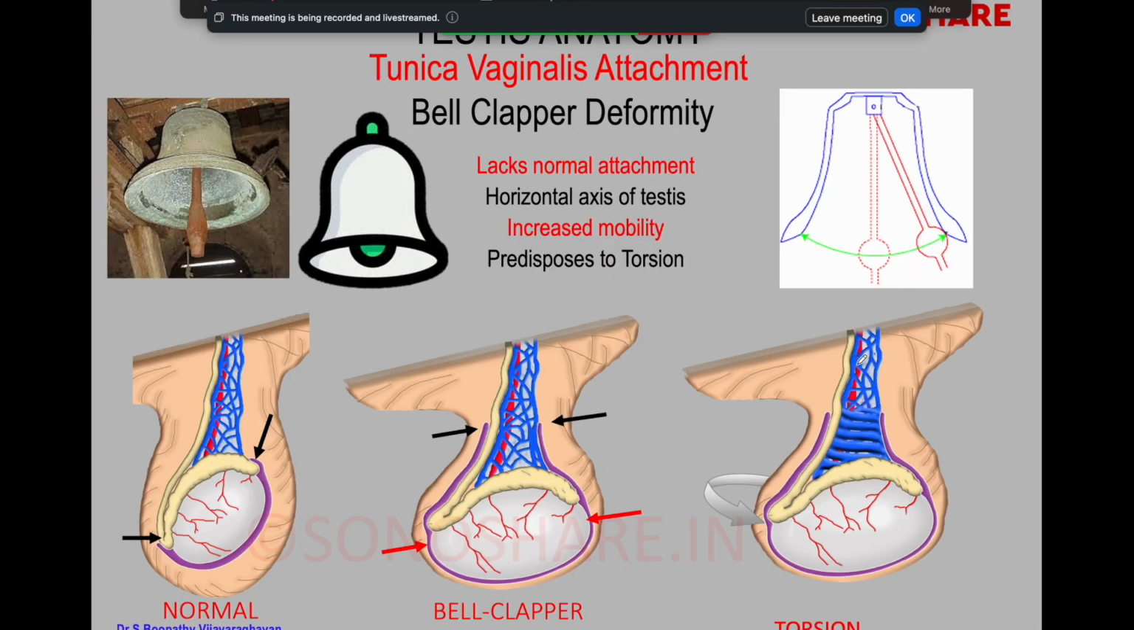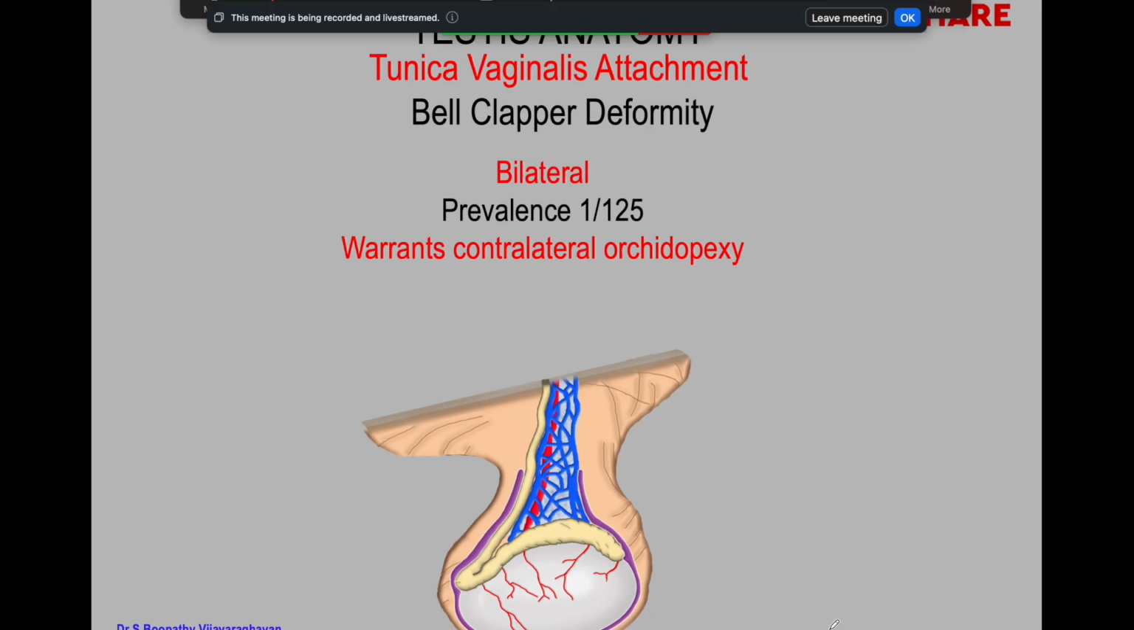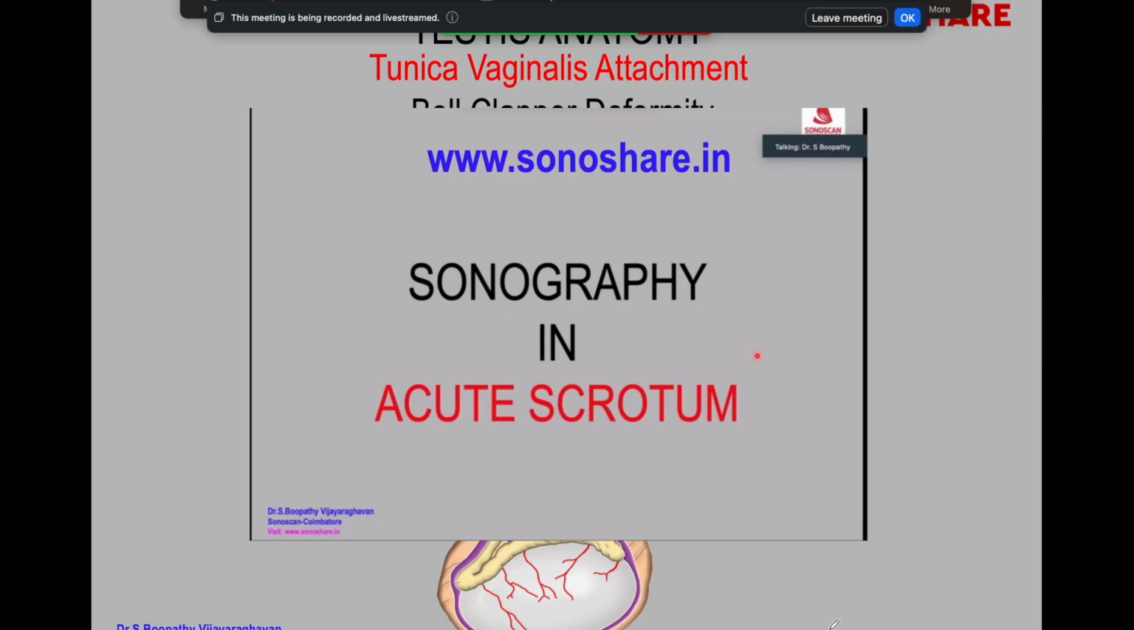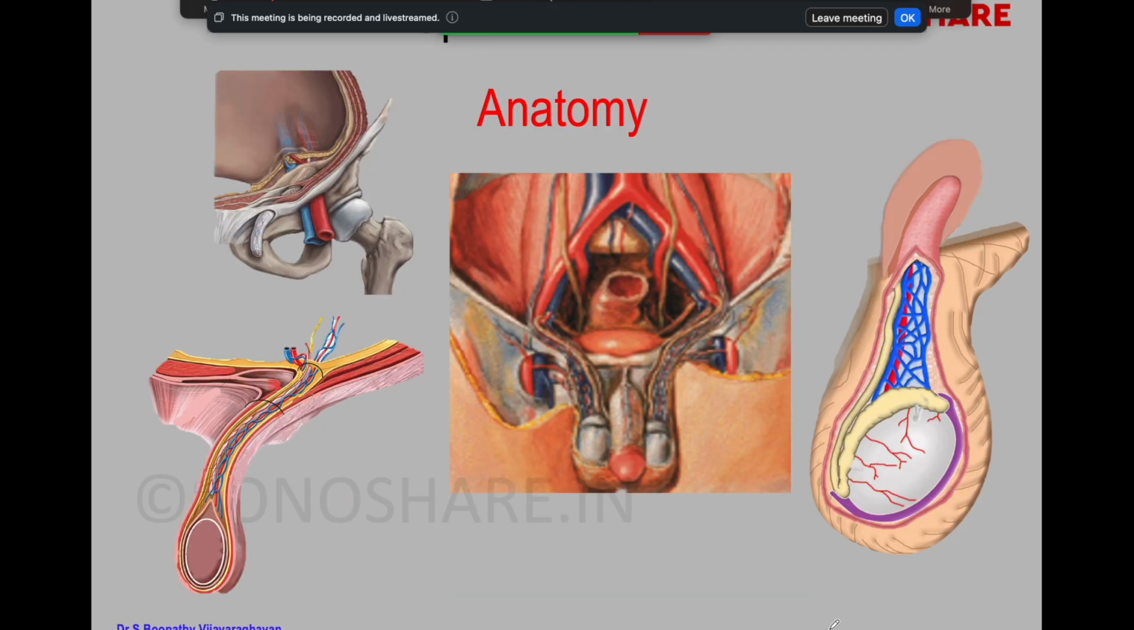It to torsion. So this is a deformity, variation in the attachment which predisposes for torsion of testis on one side. It warrants contralateral orchidopexy to avoid metachronous torsion of the contralateral testis resulting in. So this is all well described in the lecture on sonography in scrotum.